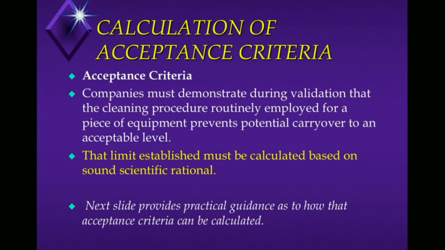Now, how to calculate acceptance criteria? Companies must demonstrate that the cleaning procedure routinely used for cleaning of equipment must be rigid enough to remove the traces of active of the previous product to such an extent that it is less than the acceptable limit in the next product. Contaminants must be less than the acceptable limit in the next or subsequent product. The limit established must be calculated based on sound scientific rationales. In the next slide, I will provide practical guidance as to how to calculate the acceptance criteria.